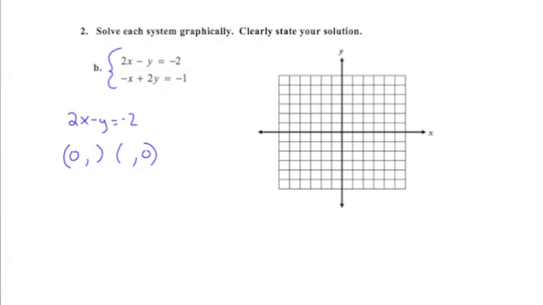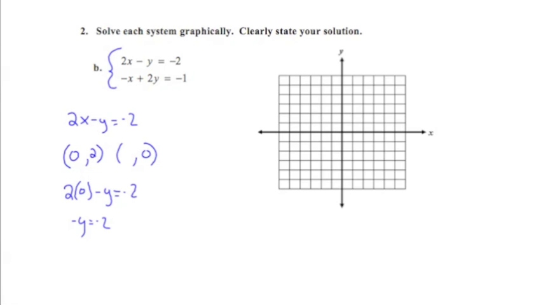So let's see, if I put a 0 in for x, I'm going to be left with 2 times 0, well, I'll just write this out. 2 times 0 minus y equals negative 2. Well, 2 times 0 is 0, so I'm left with this statement, negative y equals negative 2. Well, for that to be a true statement, we're going to have y is 2. So I'll go ahead and put a 2 in there for y.